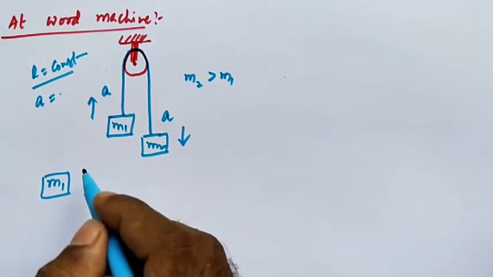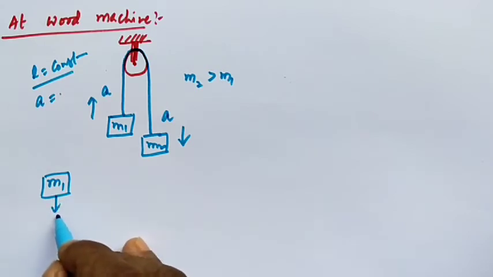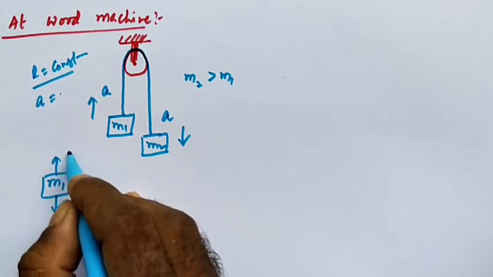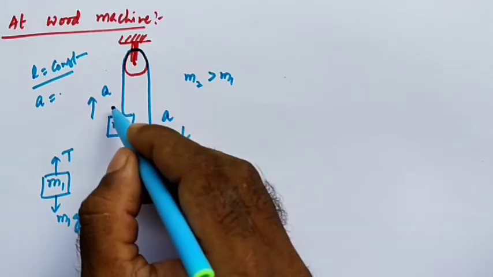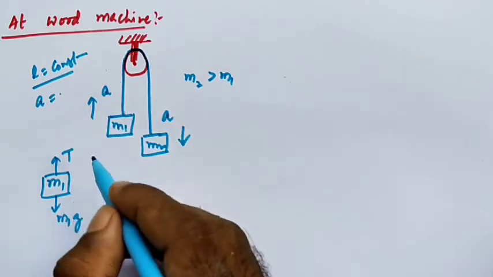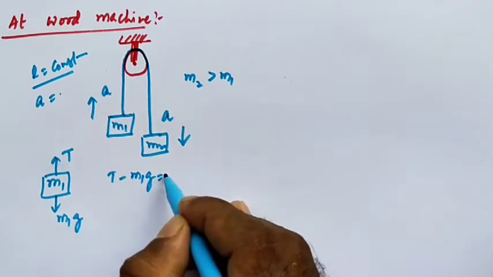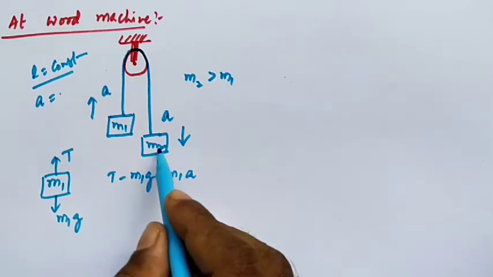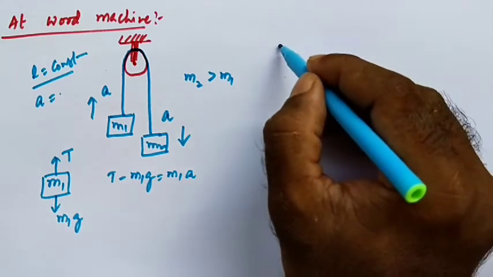Very easily you can tell. How many forces are acting on it? Two forces. One is the gravitational force, which is equal to weight. The second one is tension T. Now write the equation for that. It is moving up, so T is greater, so T minus m1g is equal to m1a. Yes or no?